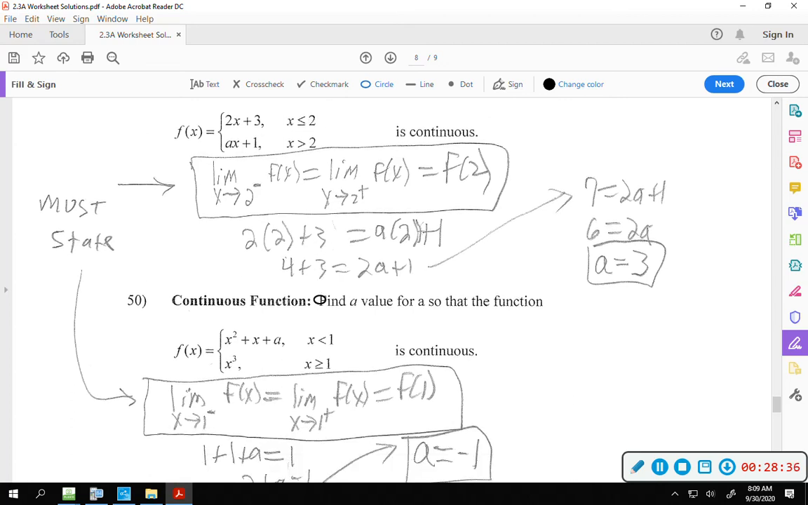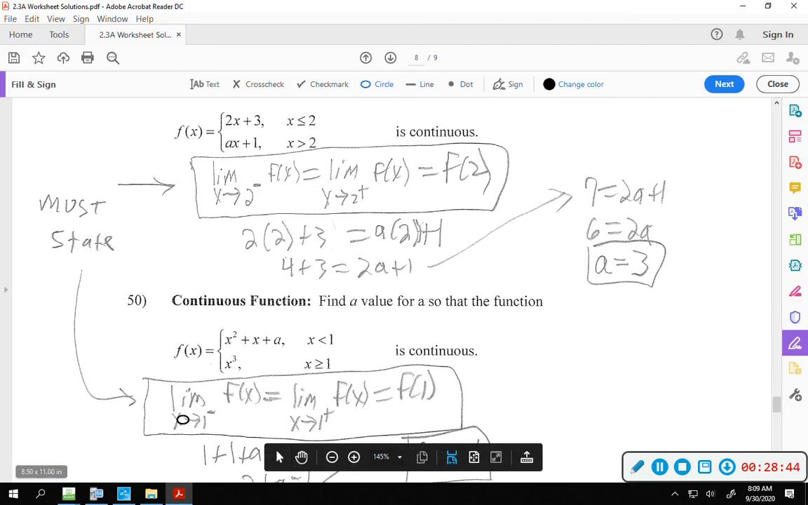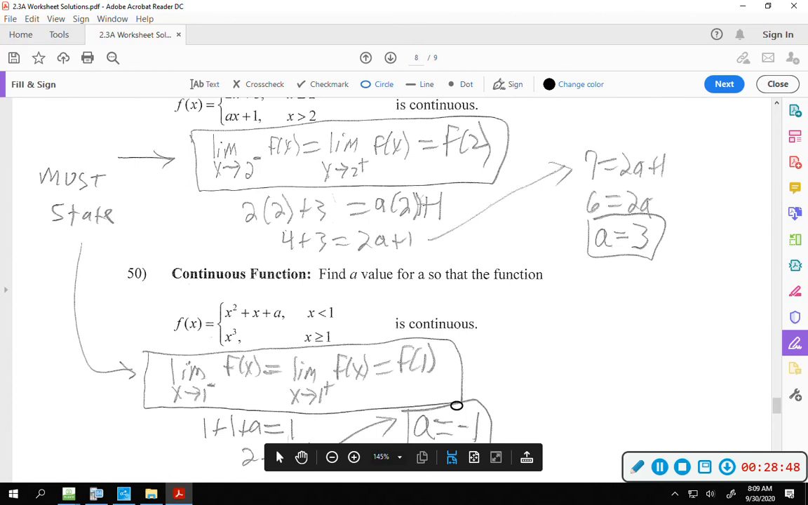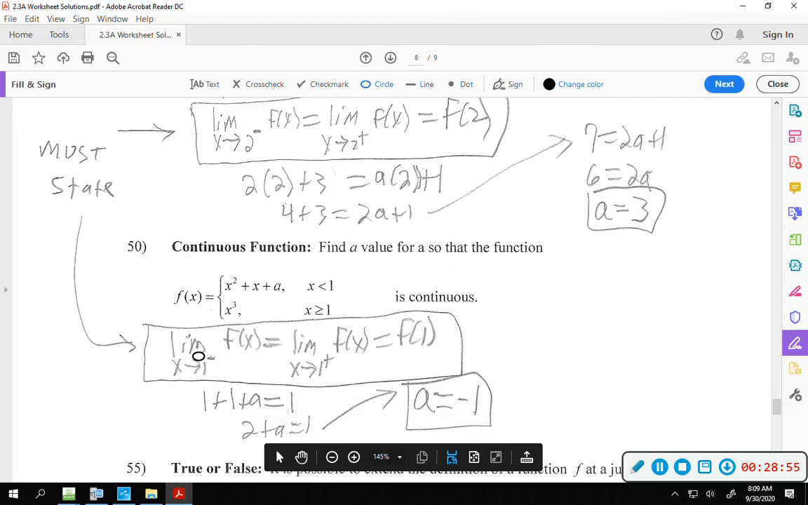50. Same type of situation, except now I have a parabola and a cubic function. I still have to state this. This is what will constitute 1 point on your test. Your justification for why you're plugging 1 in to the top and the bottom and setting them equal to each other. Because essentially we're taking the left-hand limit, setting it equal to the right-hand limit, and making sure then that the value at f at 1 will be the same as these two.